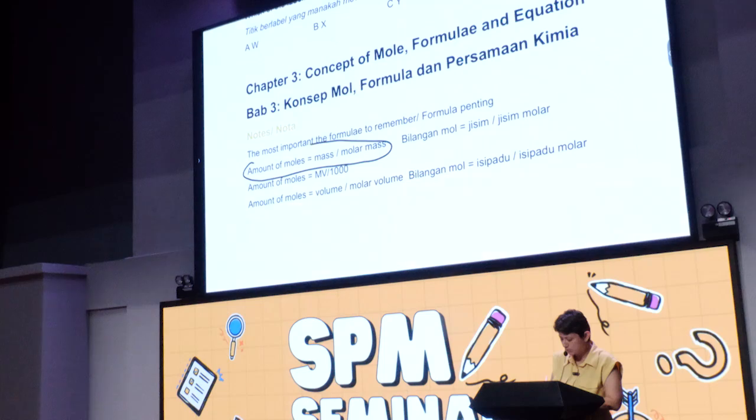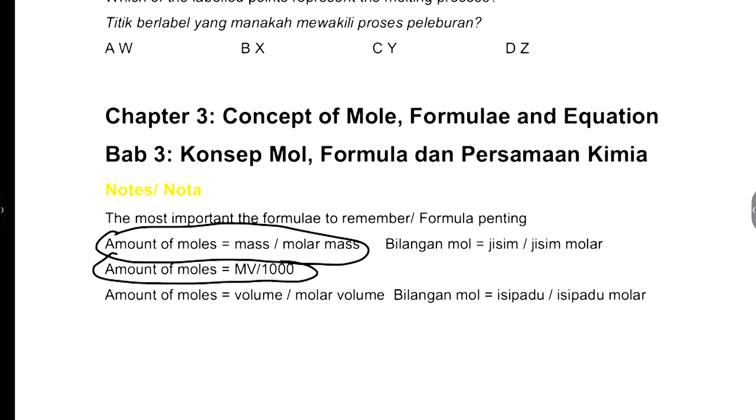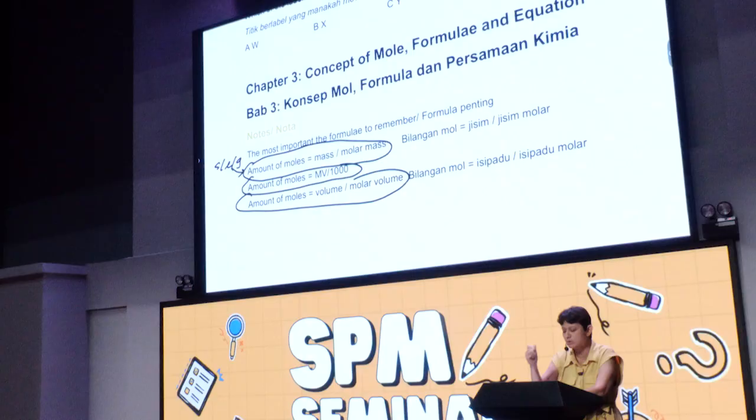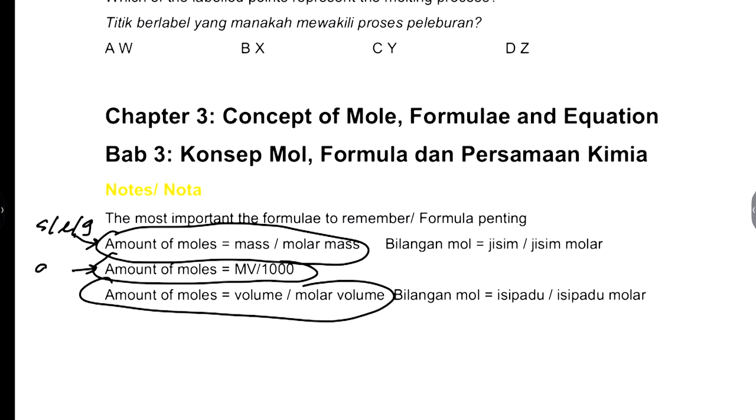Amount of moles, bilangan mole: mass over molar mass, MV over 1000, and volume over molar volume. Ini mesti hafal. If you haven't memorized, you memorize today. Now mass over molar mass is for solid, liquid or gas, asalkan they give you mass. They give you jisim, you must use jisim over jisim molar. MV over 1000 is only for aqueous solution. Volume over molar volume is only for gas.